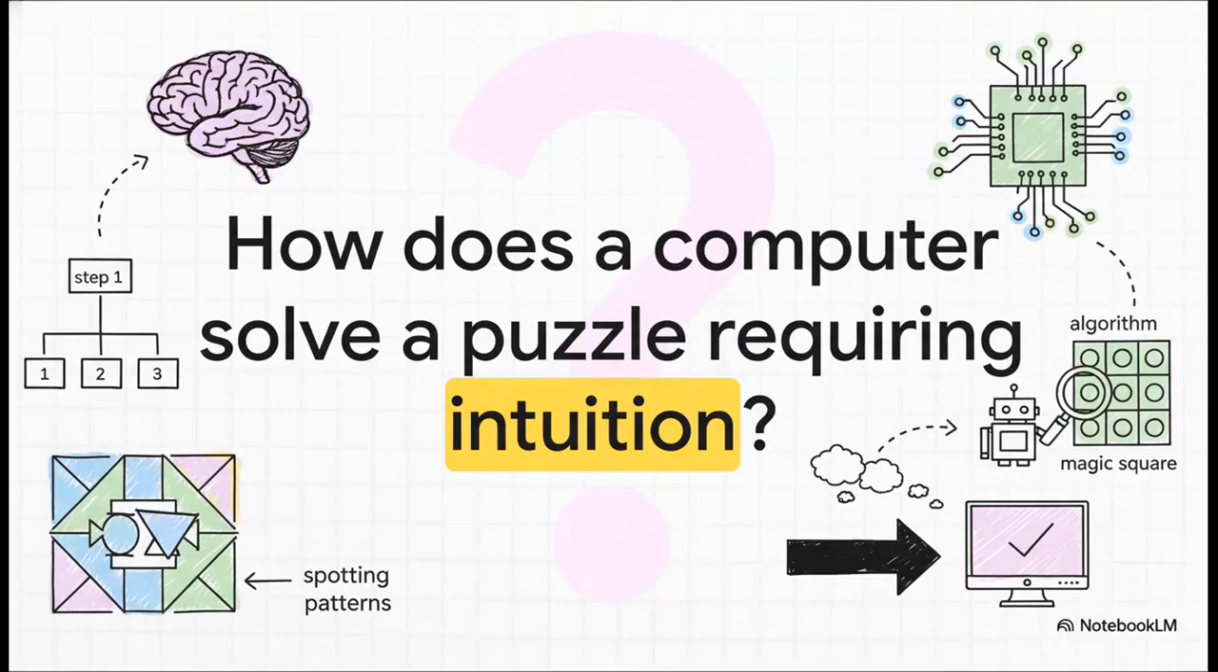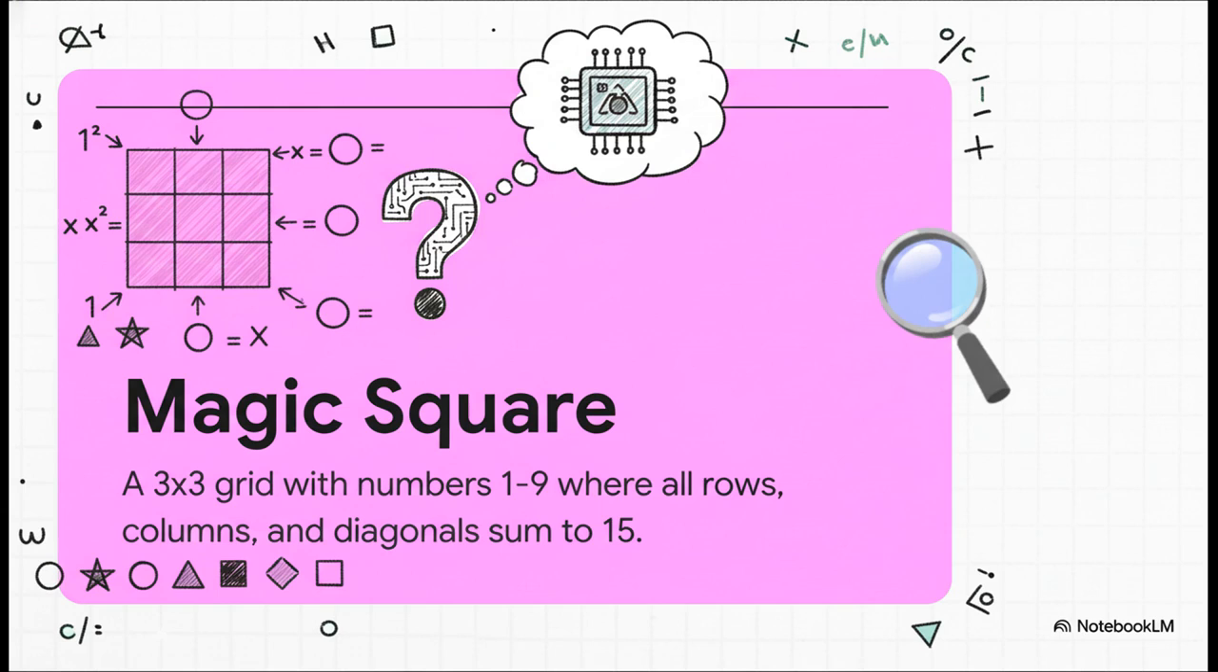And that's the big question, right? We humans are great at spotting patterns. A computer, on the other hand, needs a concrete step-by-step plan. So how do we turn that gut feeling, that human intuition, into a cold, hard algorithm? Let's dive in. First things first, we need to know the rules of the game.